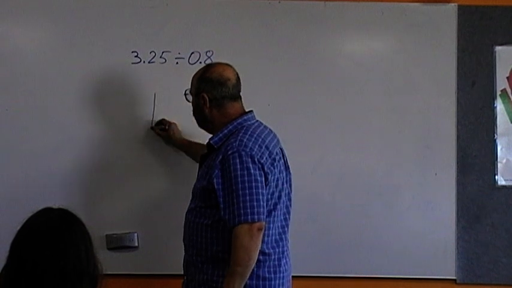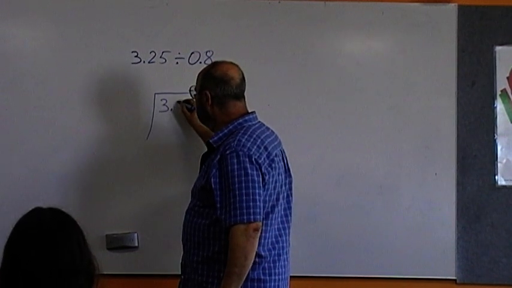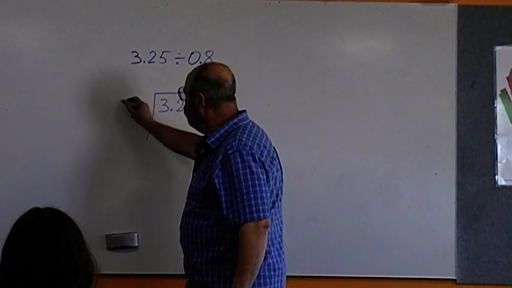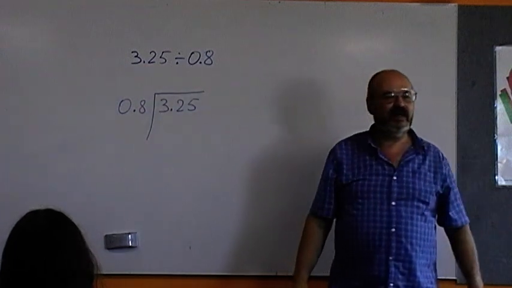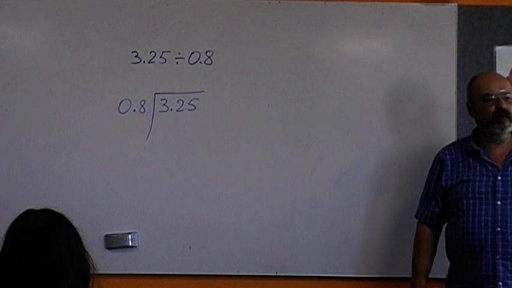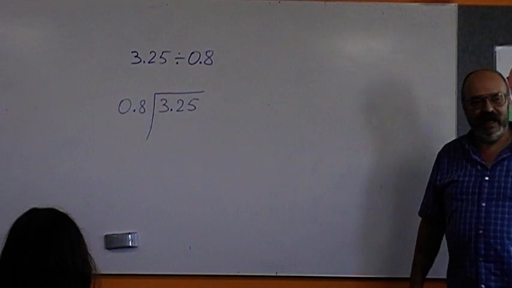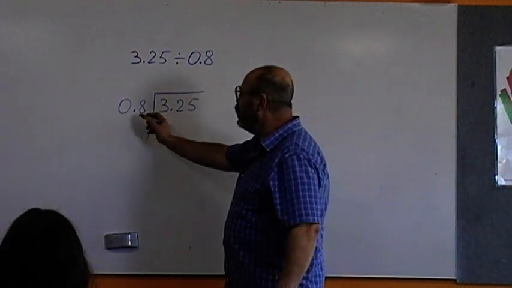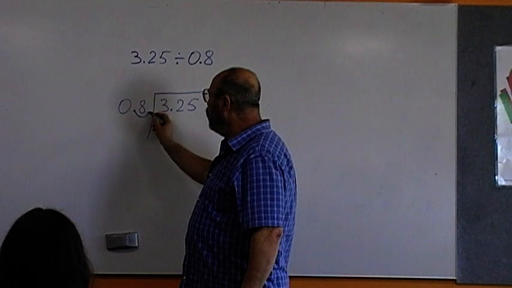So let's do long division, but we need to do one thing. We don't divide by the decimal. We need to make the divisor a whole number. So you move the decimal point one step to the right to make this a whole number.